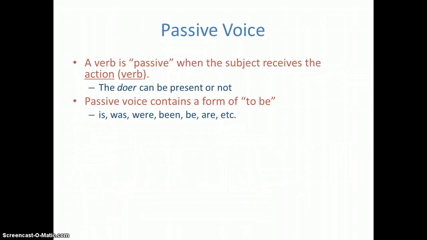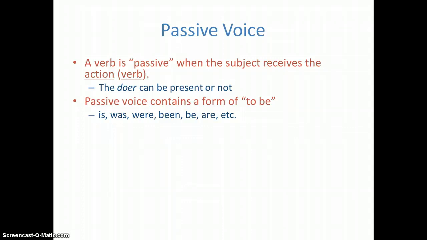On the other hand, passive voice is when the noun that's in the subject position receives the action or is acted upon. And in this kind of construction, our actor or doer of that action can be present in the sentence or not at all. Passive voice is also going to contain a form of to be, one of those to be verbs like is, was, were, been, be, are. Just because a sentence contains a to be verb doesn't necessarily mean that it's in passive voice, but it's one of those clues that might help you identify a sentence in passive voice.